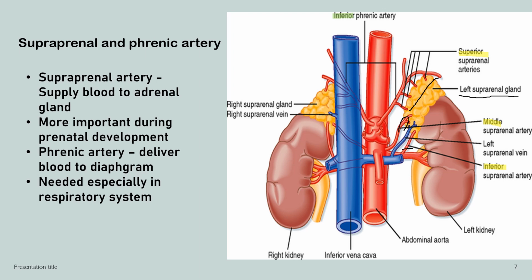For the phrenic artery, it has the inferior phrenic artery. It lies on our vena cava. The suprarenal artery supplies blood to the adrenal gland. It's very important during prenatal development. The phrenic artery delivers blood to the diaphragm, which is needed especially in our respiratory system.